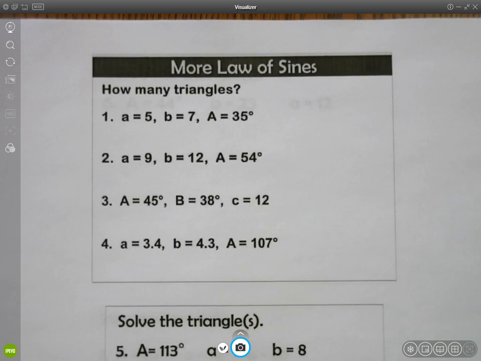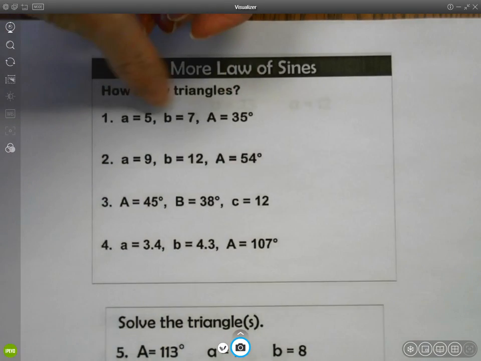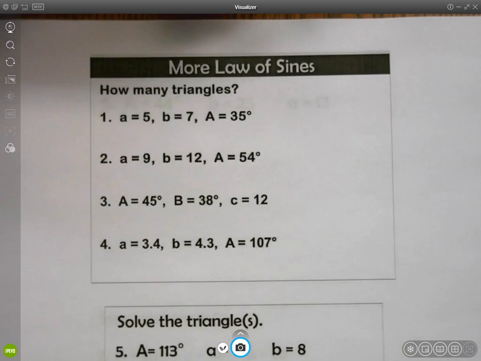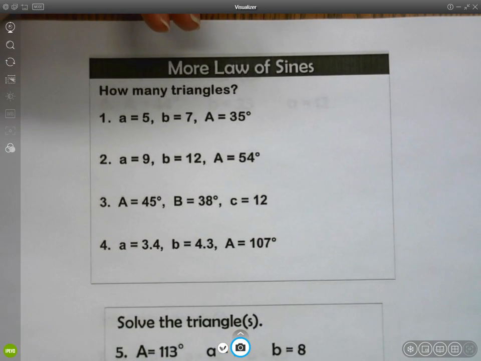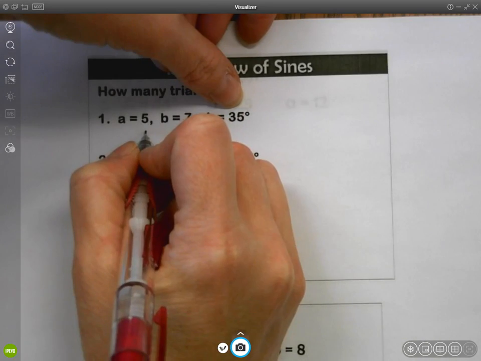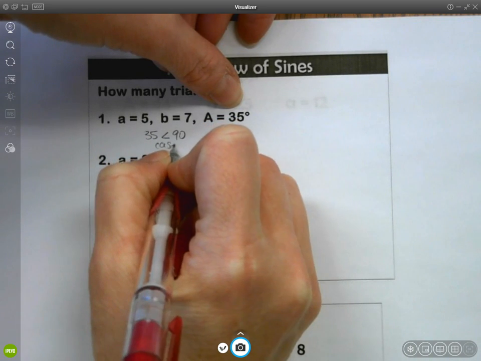finding how many triangles. All right, so you have your case 1 and your case 2 from yesterday's notes, so make sure you have those where you can see them. So for this first problem, we're given two sides and an angle, which means that it could be ambiguous. They didn't give us a matching pair or enough information to come up with a matching pair. So we have to look at the angle. The first thought is that the angle is less than 90. So that is case 1.